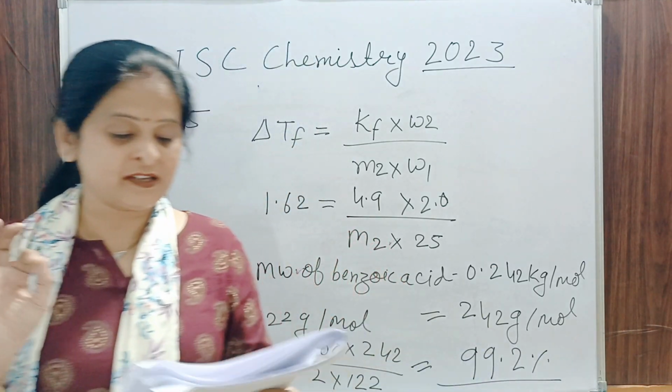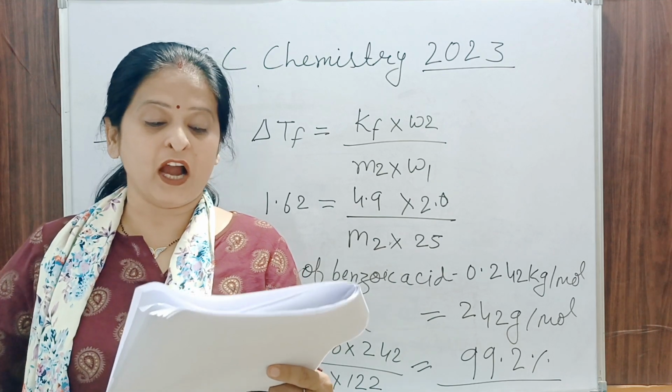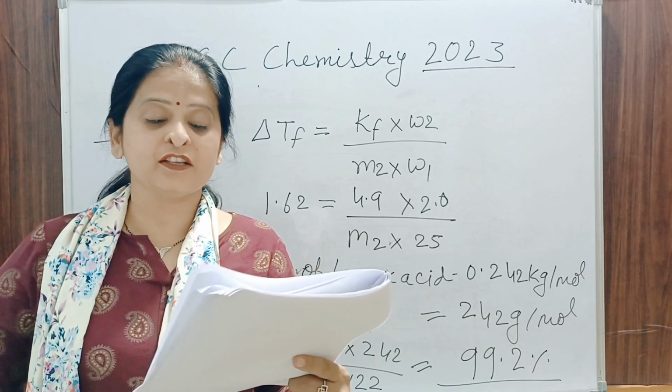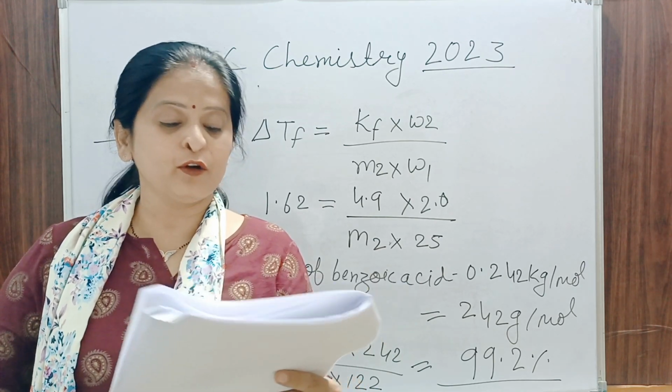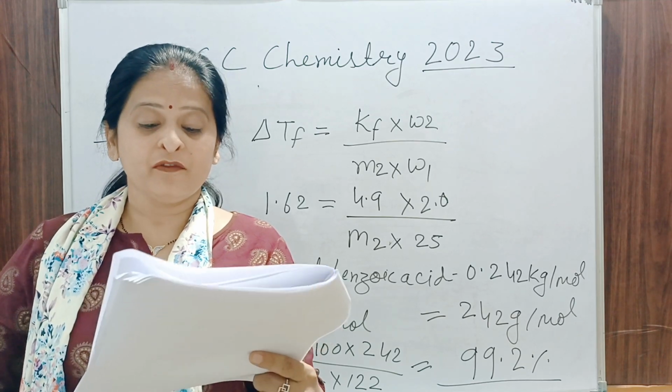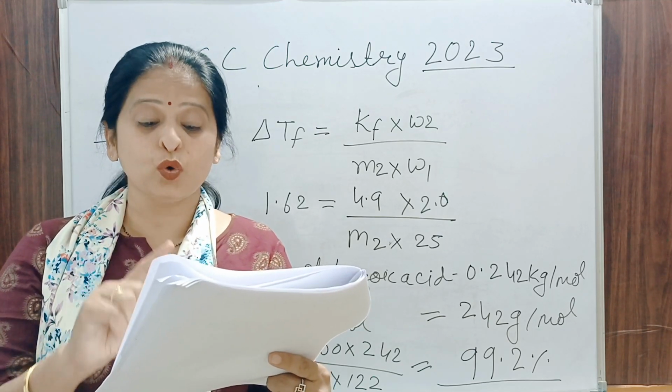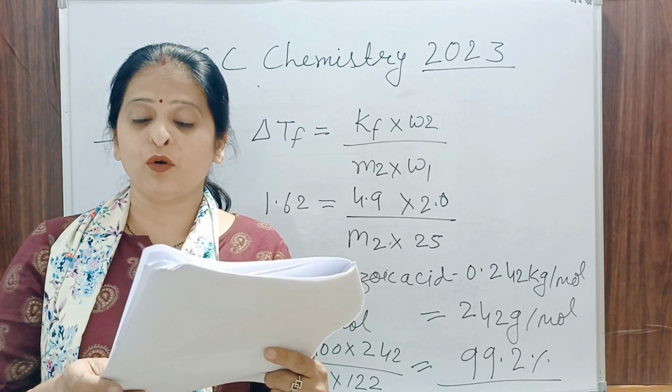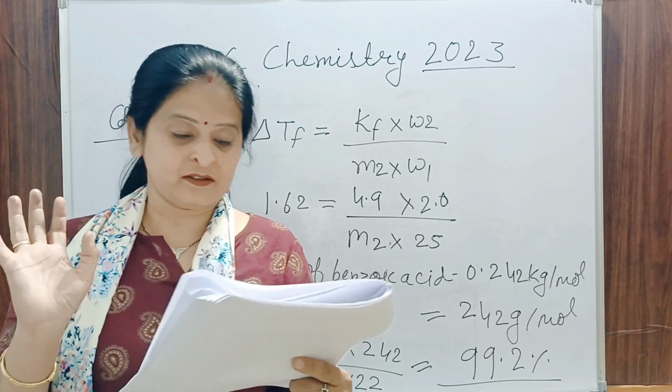Then question number 2: ethanol gives the iodoform reaction whereas methanol does not give the iodoform reaction. Ethanol with the CH3CH2OH group undergoes the iodoform test.